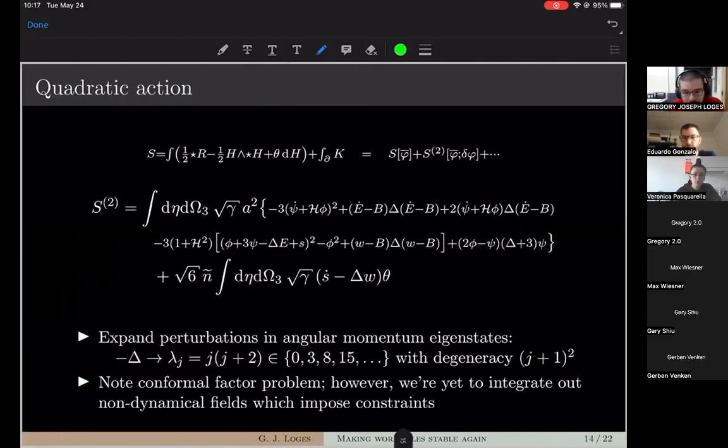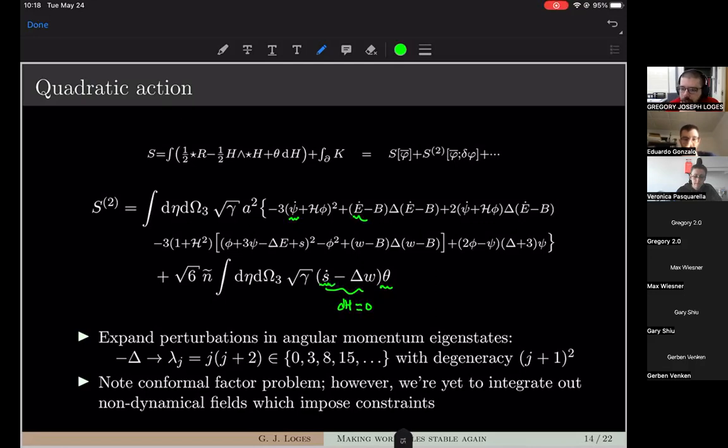The action that these perturbations live in is shown here. It's a bit of a mess, but there are a few things that I want to highlight. One is this Lagrange multiplier that we saw before. Here is exactly that constraint that DH should be 0. That will let us express W in terms of the perturbation S. The other thing is that not all of these are dynamical. We have kinetic terms only for psi, E, and S, I guess, here.